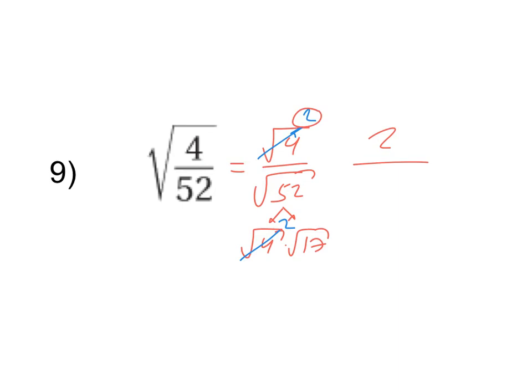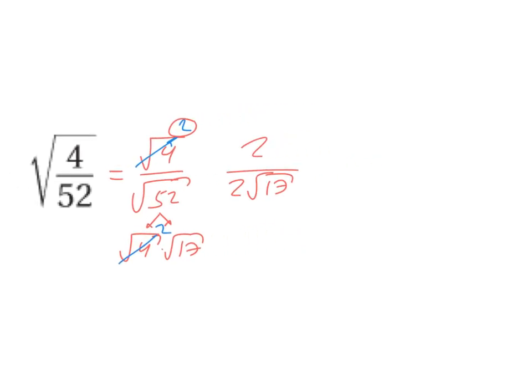Okay, so this 2. And then on the bottom, I got 2 square root of 13. Okay, and right now, again, even at this point right here, I could times the top and bottom by the square root of 13, but why don't I just cancel out these 2's already? Okay, so again, keep your eyes open as you're going through this.